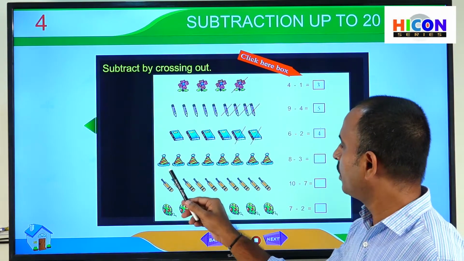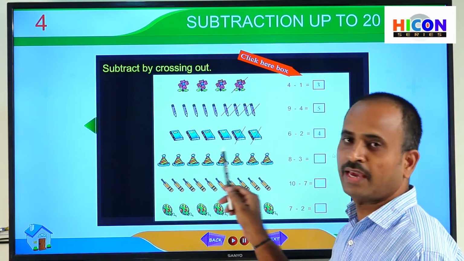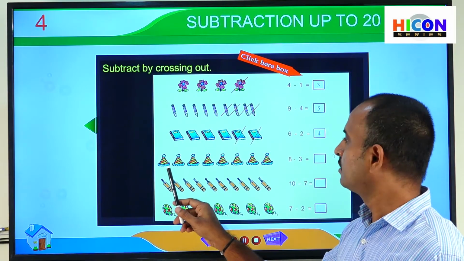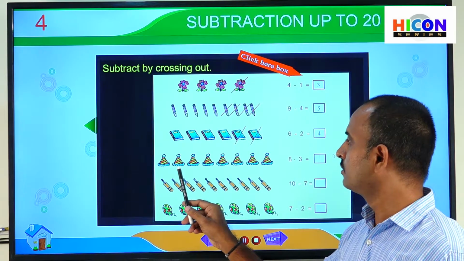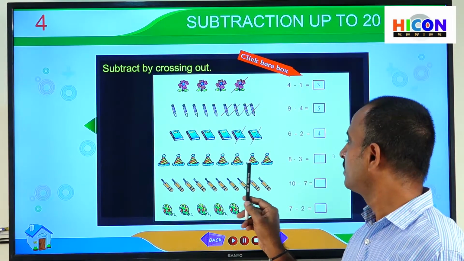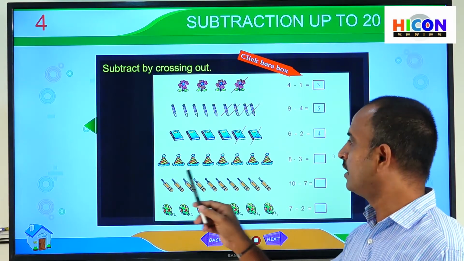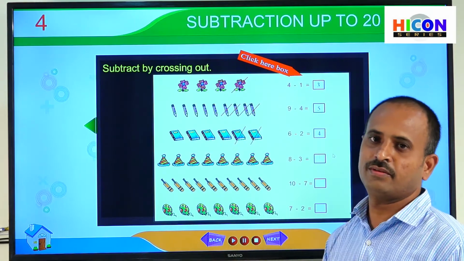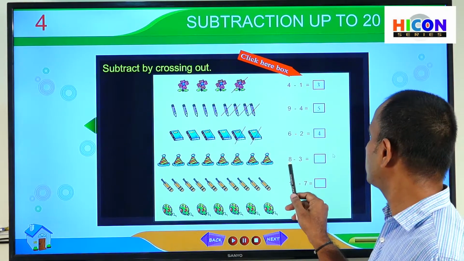So see the fourth problem. You are observing some caps. How many caps are there? Let us count 1, 2, 3, 4, 5, 6, 7 and 8. So there are a total of 8 caps given. That's why they have given 8 as the first number.